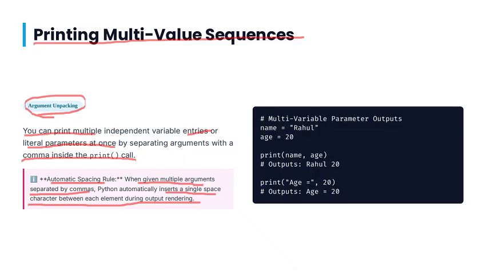When we write multiple arguments separated by commas, it automatically inserts a single space character between each element during output rendering, and the commas are not shown there, such as name Rahul, age 20, print name comma age. Here the result will come as Rahul in space then 20 and not as Rahul comma 20. In print age equal to, this is inside the quotation, so it will be printed as it is, whereas comma 20, it will be printed age equal to 20.